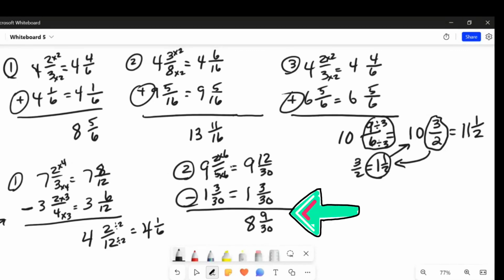But the 9/30ths is not reduced. So we need to see that the number that goes into 9 and 30 is 3. So 9 divided by 3 is 3. 30 divided by 3 is 10.